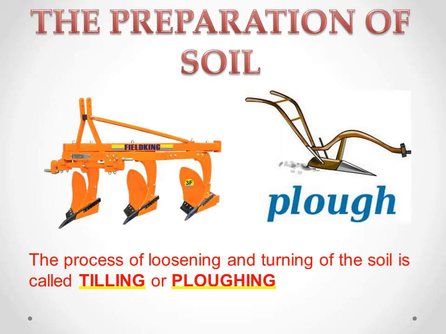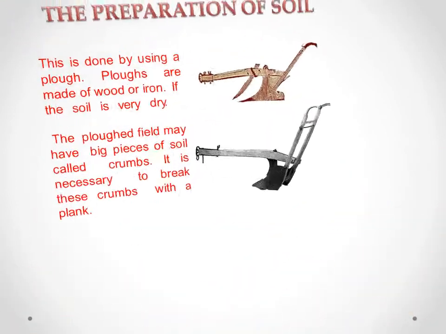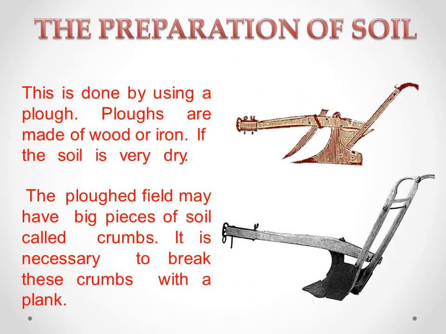Here are a few agricultural implements used to prepare the soil for crop production. In order to turn or loosen the soil, we need to undergo a process called ploughing or tilling. It is done by the instruments given here. The plough is usually made of iron or wood. If the soil is very dry, there might be big pieces of soil which should be broken into small crumbs.